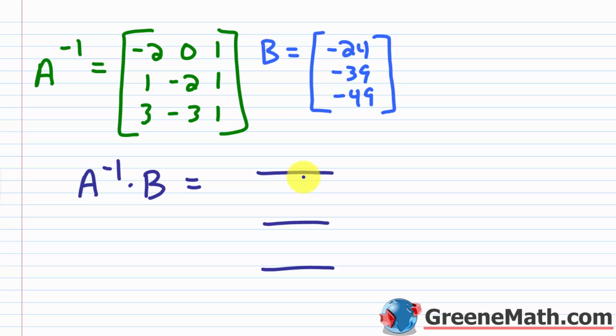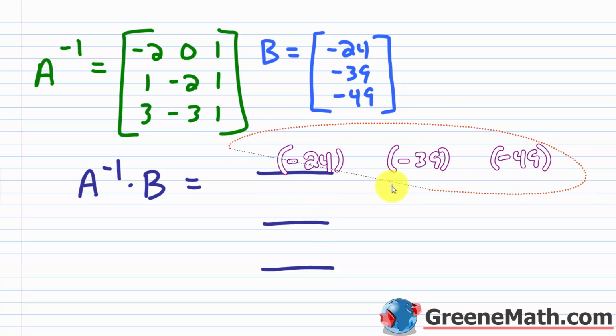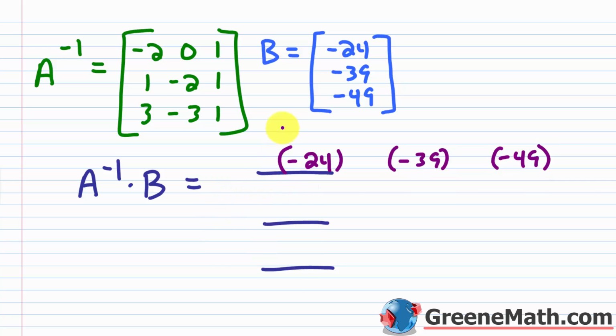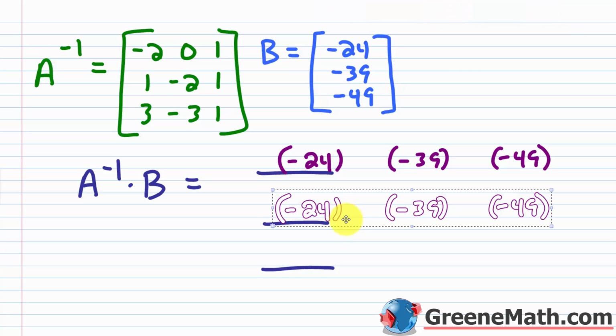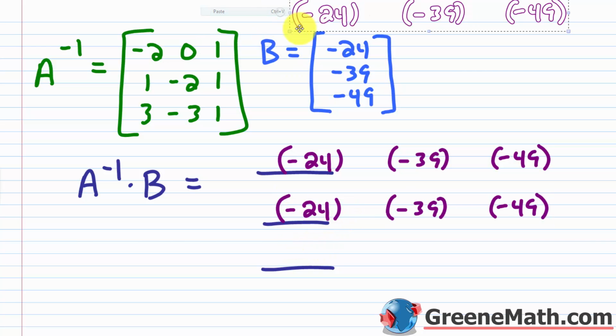So in each case, let me just set this up so we can blow through this. In each case, when I'm multiplying a row by a column, this isn't going to change. So in other words, I'm going to have negative 24, I'm going to have negative 39, and I'm going to have negative 49. Okay, so let me just wrap these. And I'm going to copy this real quick. And I'm going to paste it twice. Right there. And I'm going to paste that again just to save us a little bit of time.